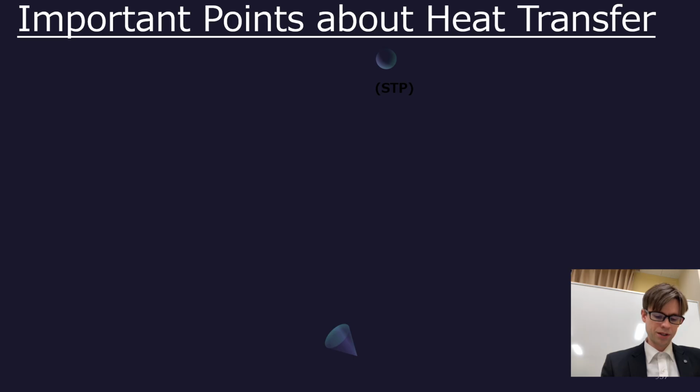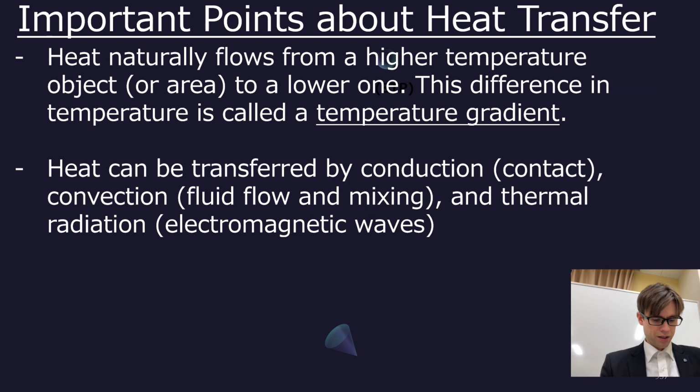So important points about heat transfer. Heat naturally flows from higher temperature object or area to a lower one. This is just true. It's kind of one of the laws of thermodynamics, I think. The word naturally, though, is important. Like, we can pump and force energy to go from cold to hot if we really try and really put in effort and energy. But naturally or spontaneously, it flows from high to low. And this difference in temperature is called a temperature gradient.